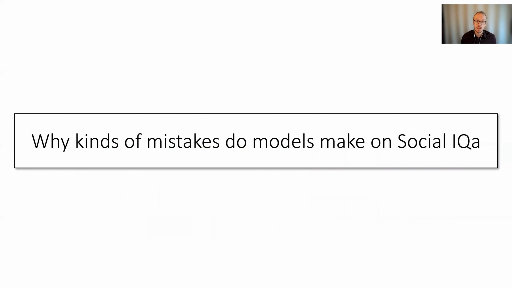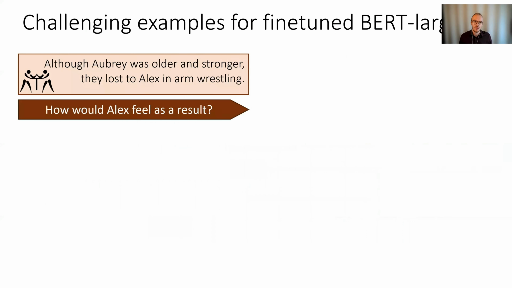So we can also examine the kinds of mistakes that models make on SocialIQA to gain some insights into what parts of the data make it more challenging. And so I want to give you two examples of situations. The first one is, although Aubrey was older and stronger, they lost to Alex in arm wrestling. And the question is, how would Alex feel as a result? And so we have three answers: ashamed, boastful, and they need to practice more.